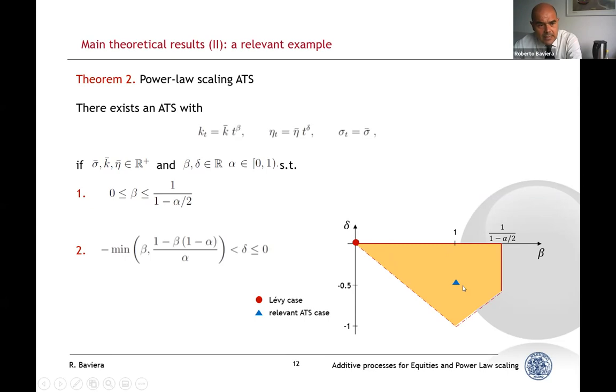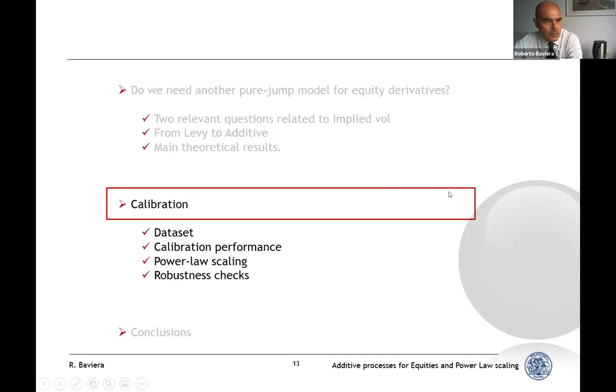And we will discover that this blue triangle with beta equal to one and delta equal to minus one half will play a key role in what follows. So what we have done, we have said, okay, we would like to have, instead of just constant parameters, some functions of time for the three parameters. And we have said, the first theoretical result is that this is possible. And this second gives a particular shape for this function of time.